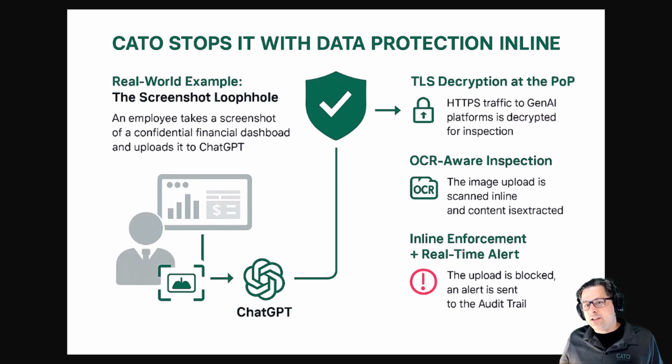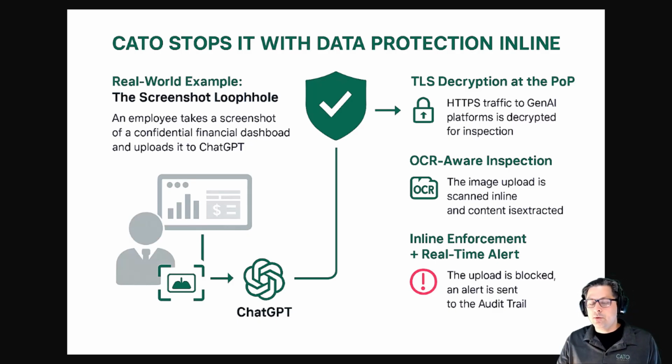Let's walk through an example of that. We call it the screenshot loophole. An employee takes a screenshot of some kind of financial information, uploads it. We decrypt it in Cato. We use our OCR inspection, which I'm going to show you, and then we use inline enforcement to block it. So let's walk through what that looks like here.